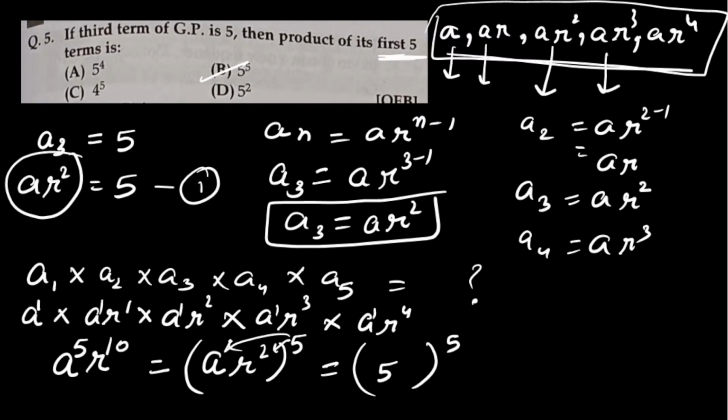Because I have just substituted the value of this thing. AR squared is 5, I have written this and 5 is there. So 5 to the power 5 is the answer. I hope this question is clear. If anyone has any doubt, you can let me know. Any doubt? 5 to the power 5, not 4. Yes, Aditya, what? B option. Yes. Let's do the next question now.